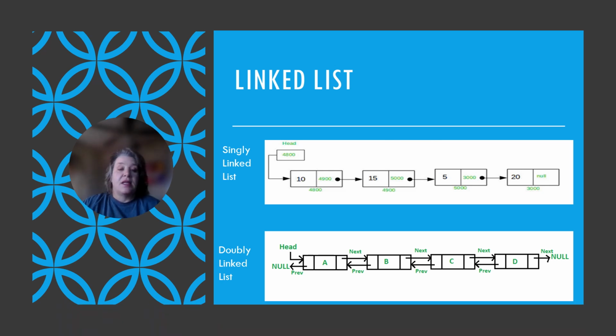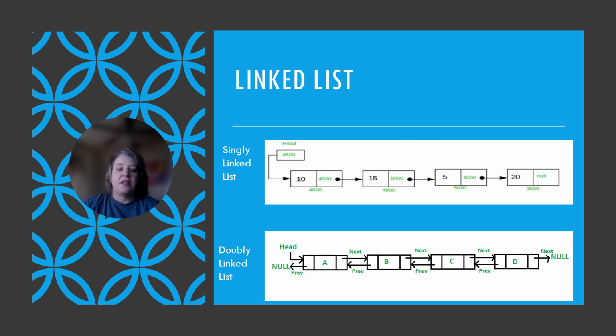Next, let's discuss linked lists. A linked list is a sequence of nodes where each node contains a value and a reference to the next node. Unlike arrays, linked lists can grow or shrink dynamically without resizing. Linked lists have two key components: the head, which is the first node, and the tail, which is the last node. We have two examples here.